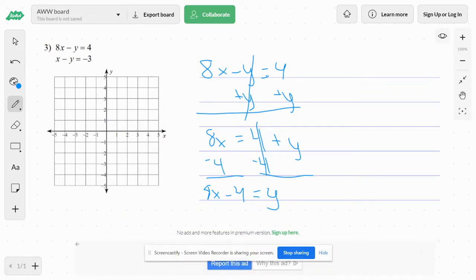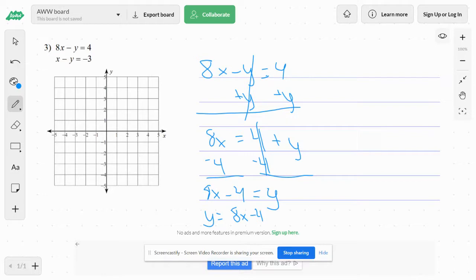Again, you might want to switch these around, just put the y out front. So if you want to do that and do y equals 8x minus 4, go ahead. So that would be actually off of my graph. So this is going to be a little hard to graph here. Actually, I can do it.